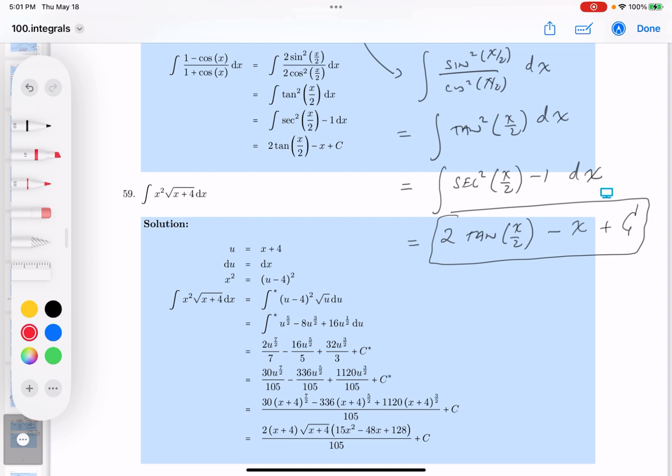All right, let's look at the key. This is the key. Did I get that answer? I did. We're good to go in the next question.